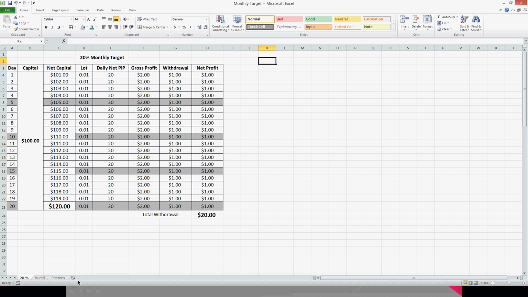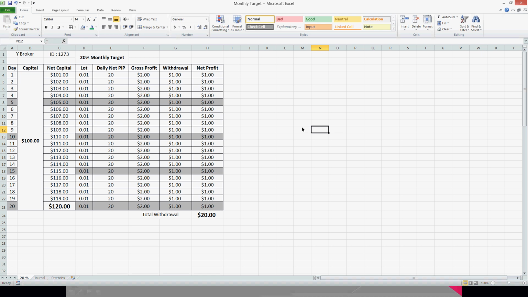So I just created a simple multi-target spreadsheet here. This is based on a 20% monthly target on your $100 capital, for example. So this account, let's say for example that I'm using Y broker, okay, for example. Let me just merge that, and this is my ID.